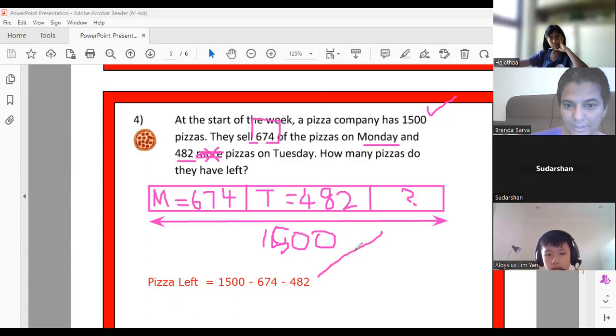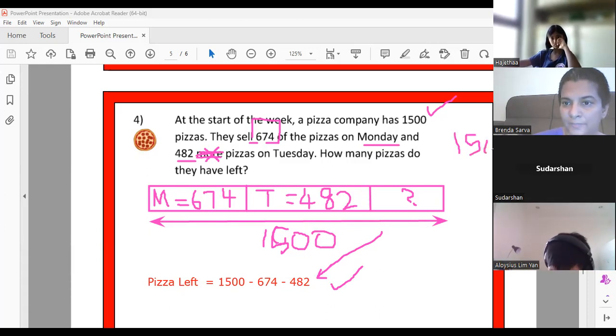Can I write it like this? Can you see the writing here? What you said, I wrote. 1,500 minus 674 minus 482. This is correct. You can definitely write a number sentence like this. You should. That will tell you exactly what to do. Do you understand, Hajita? Now at the side here is where you do your calculation. You start with 1,500. You minus 674, using the standard written method, but you must find the answer first. You must draw a line, find your answer for the first part.